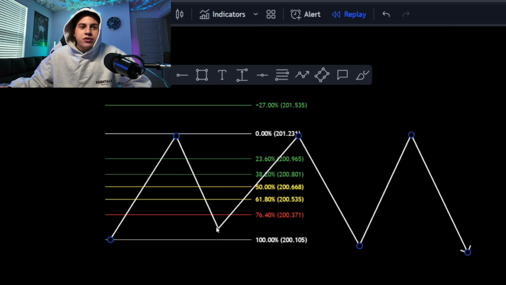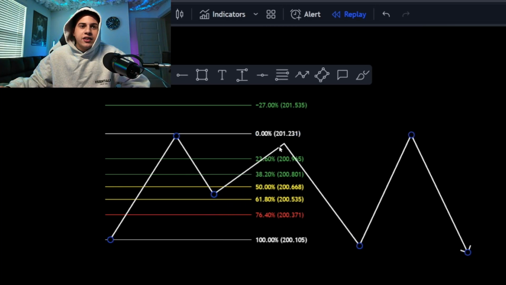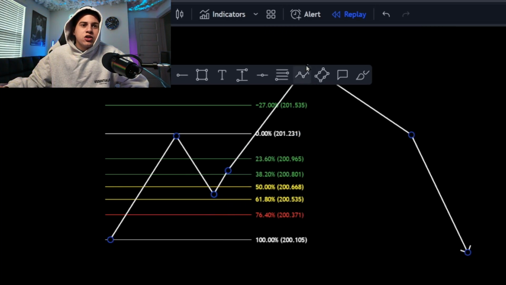So you really want to wait for those reactions to come off that area and then confirmations to come after, so the market can then look like this. If the market is ranging, do not use a Fibonacci. If the market is trending, a Fibonacci tool will help you make a lot of money.